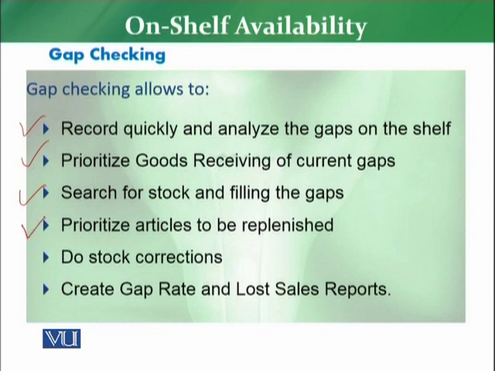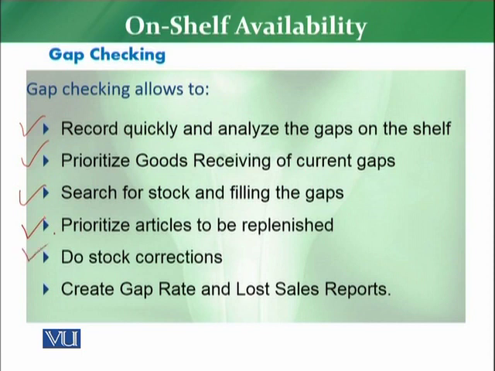Then prioritize articles to be replenished. So gap check helps you. If you have the gap available, it will quickly give you an indication of which articles you have to replenish first. So prioritization of replenishment should be from the gap check. If there is no article available on the shelf, there is a gap. So immediately you have to first prioritize to fill that, to replenish that particular gap.